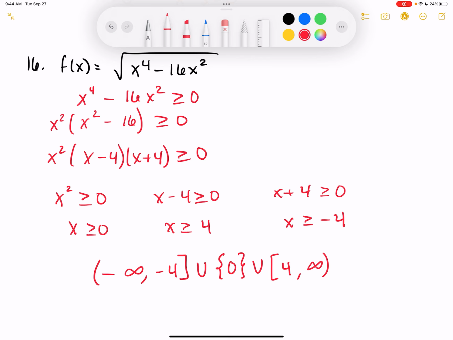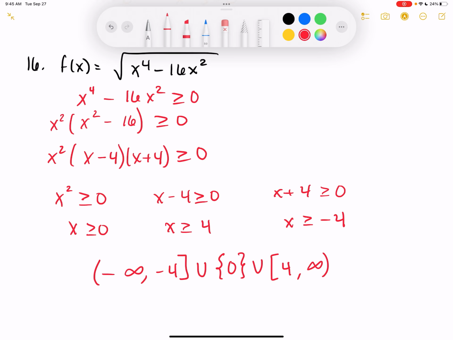So just for example, 2's not included, right? If I put 2 back into here, 2 to the fourth is 16. 16 minus 16 times 2 squared, which is 4. So 16 times 4 is 64. So 16 minus 64. That's a problem. So that's why that isn't in there.